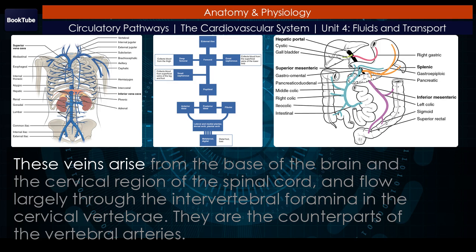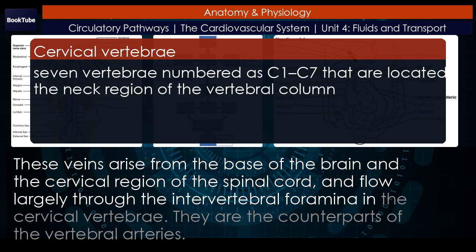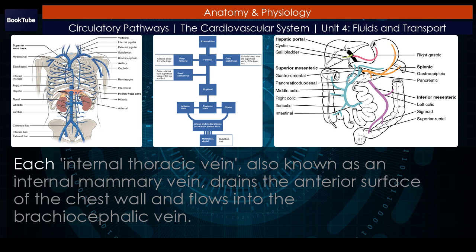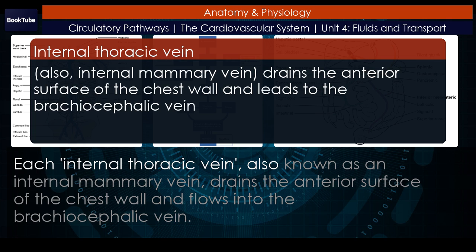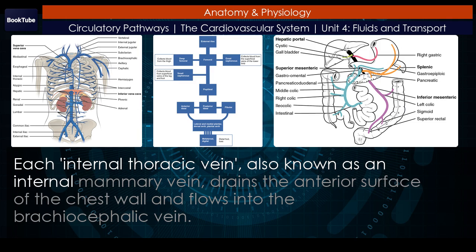These veins arise from the base of the brain and the cervical region of the spinal cord, and flow largely through the intervertebral foramina in the cervical vertebrae. They are the counterparts of the vertebral arteries. Each internal thoracic vein, also known as an internal mammary vein, drains the anterior surface of the chest wall and flows into the brachiocephalic vein.